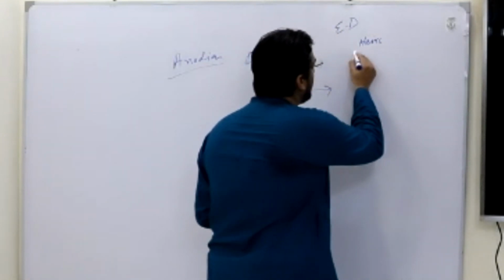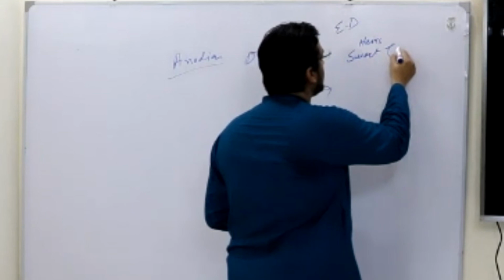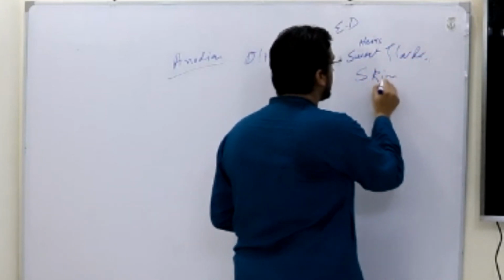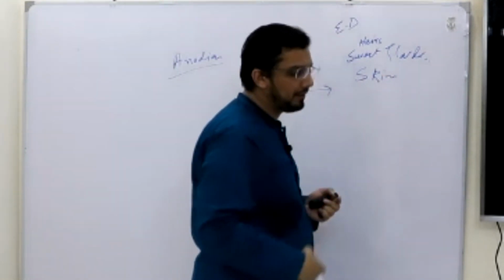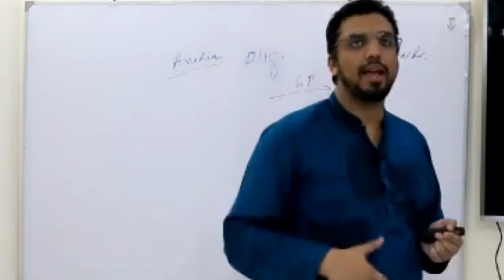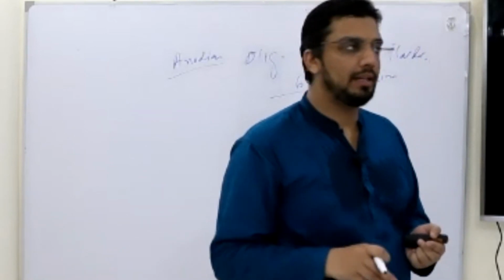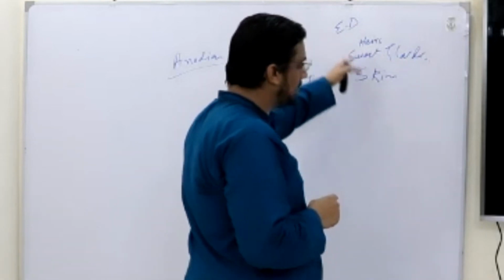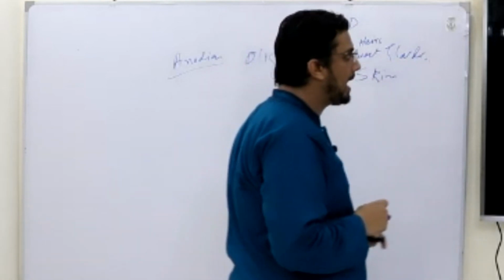You would have problems in the sweat glands. You have problems in the skin because the outer part of the skin is derived from the ectoderm. So the structures derived from the ectoderm would have problems in these conditions. These are the few salient features of ectodermal dysplasia.